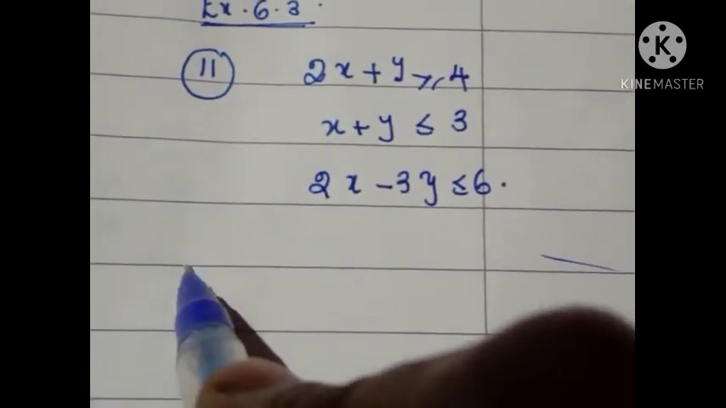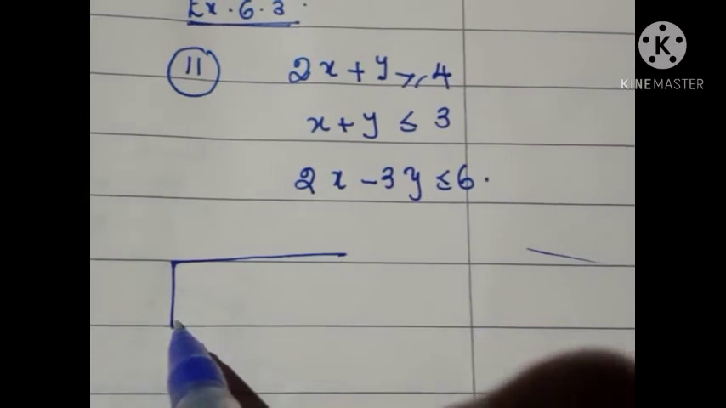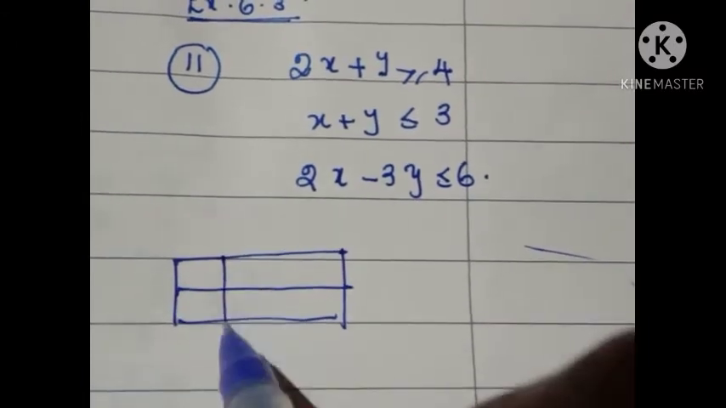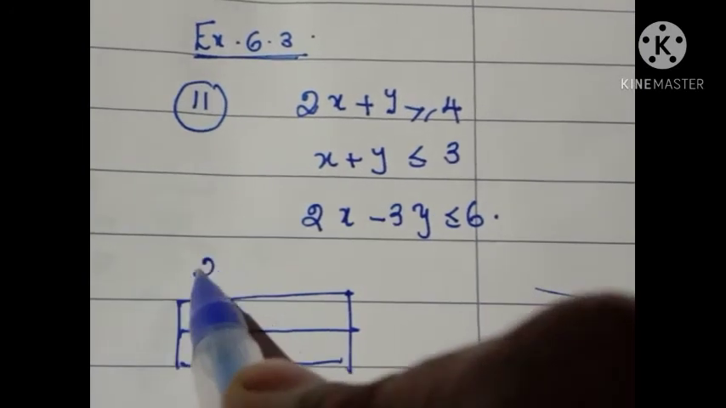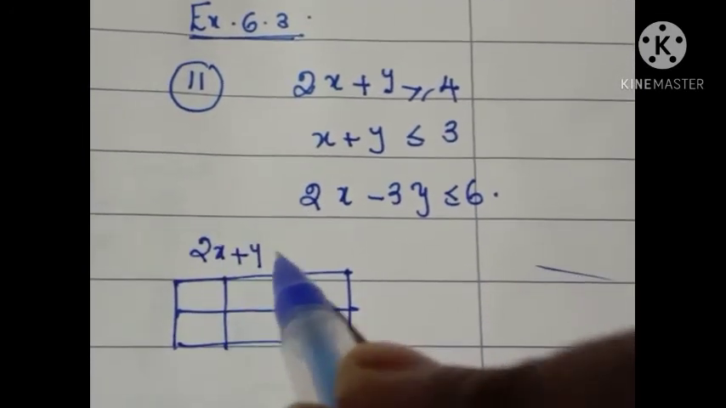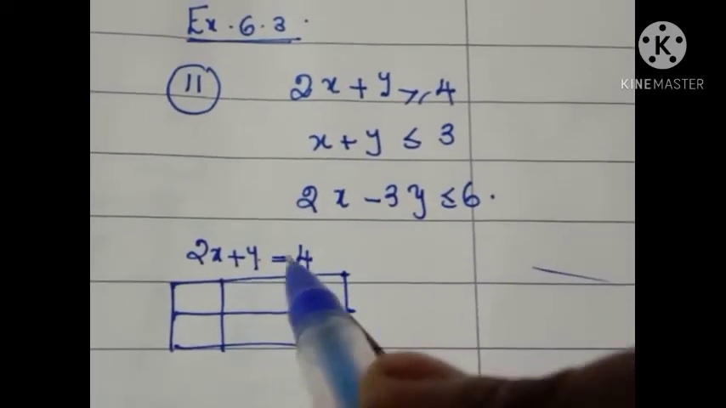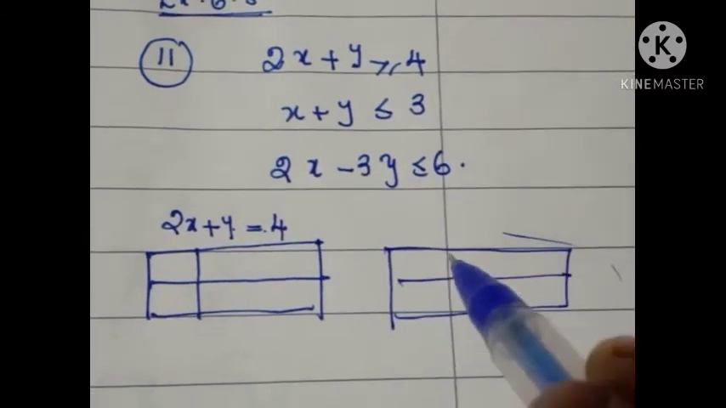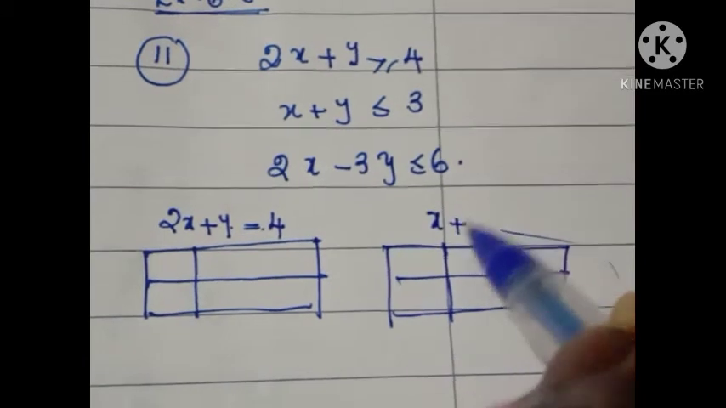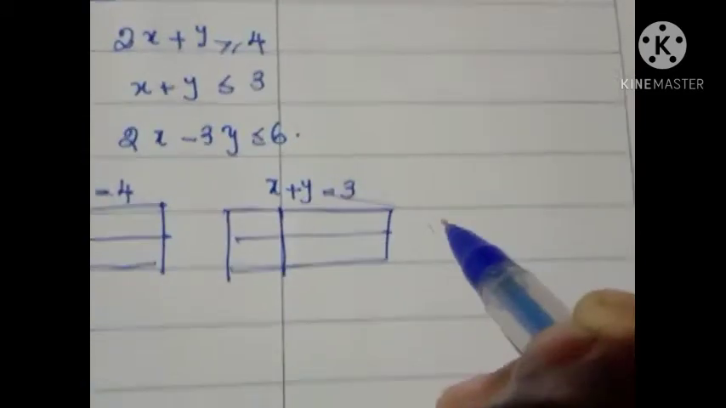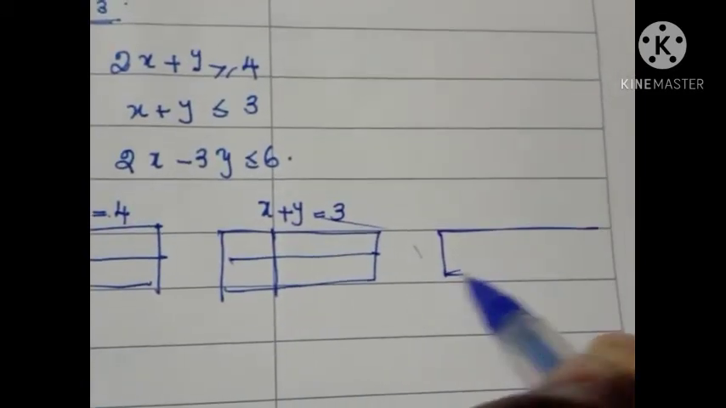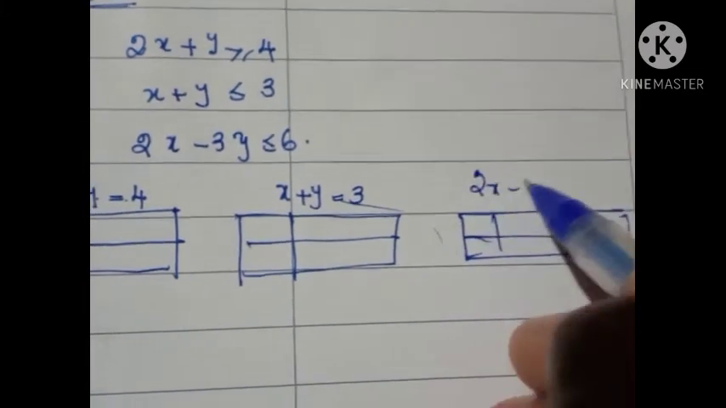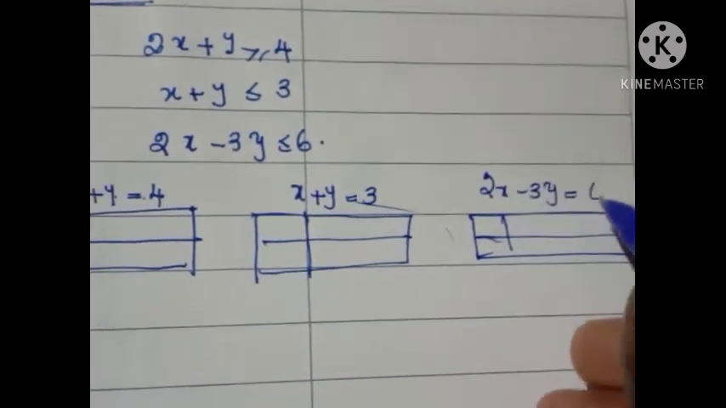So we need to find the points. Draw the table and consider these inequalities as equalities. So the first one becomes 2x + y = 4, the second one is x + y = 3, and the third one is 2x − 3y = 6.